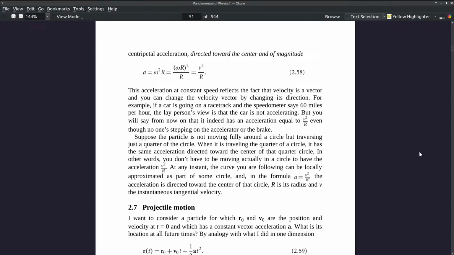Suppose the particle is not moving fully around a circle, but traversing just a quarter of the circle. When it is traversing the quarter of a circle, it has the same acceleration directed toward the center of the quarter circle. In other words, you don't have to be moving actually in a circle to have the acceleration v squared over r. At any instant, the curve you are following can be locally approximated as part of the same circle, and in the formula a equals v squared over r, the acceleration is directed towards the center of that circle. R is its radius, and v the instantaneous tangential velocity.